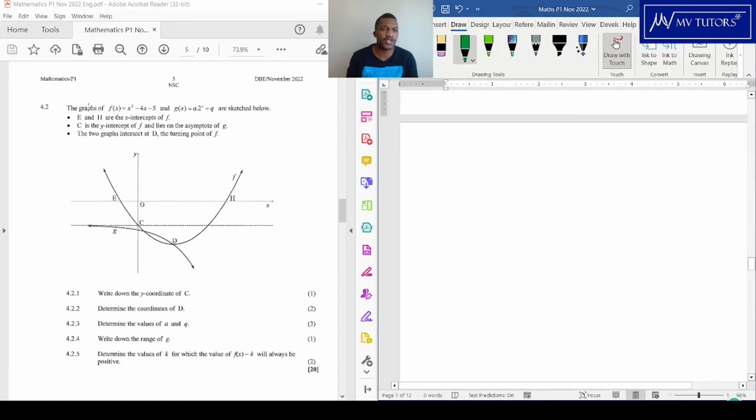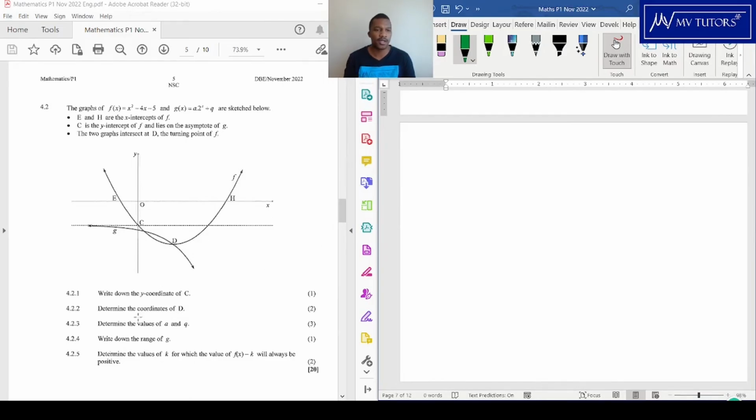Okay, let's look at the next question, 4.2. The graph of f of x, they give us the entire graph. It's this quadratic one, I see it. And g of x, well, it's incomplete. They didn't give us a and q, sketched below. E and h are the x-intercepts of f. Where's E and h? There we go, I see them. C is the y-intercept of f and lies on the asymptote of g. C, y-intercept and the asymptote. Okay, they meet there, I see. The two graphs intersect at D, the turning point of f. Okay, they meet there. Cool.